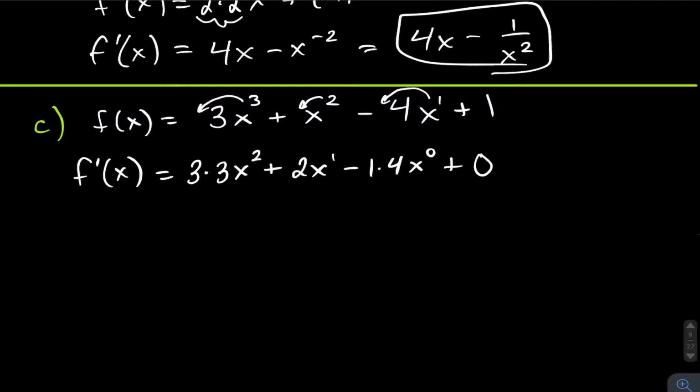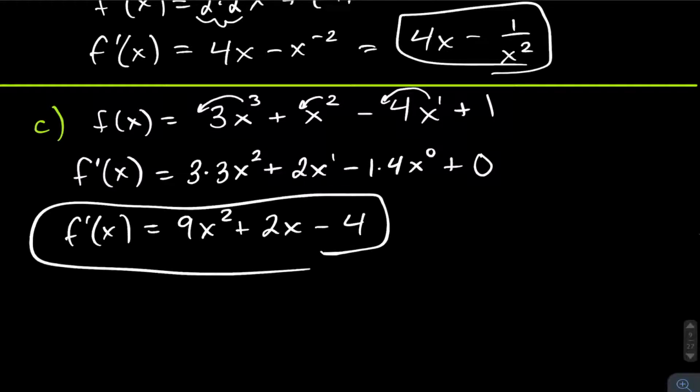Making this look a little nicer here, we have f prime of x equals 9x squared. Okay, 3 times 3 is 9. Plus 2x minus, we have an x to the 0, that's just going to be 1, right? So we get minus 4. Okay, so pretty nice there. Hopefully that made some sense to you, right?